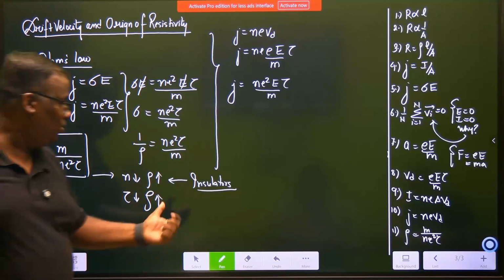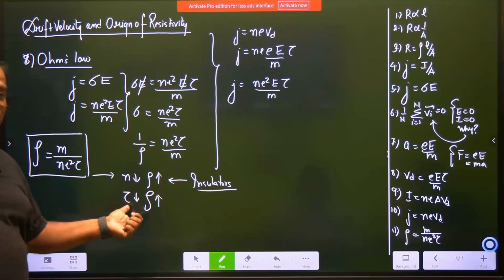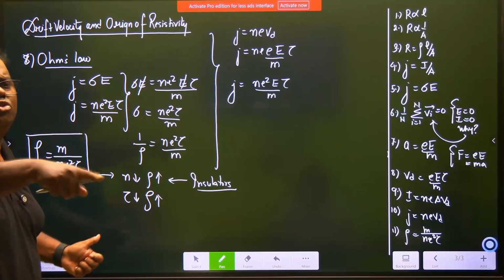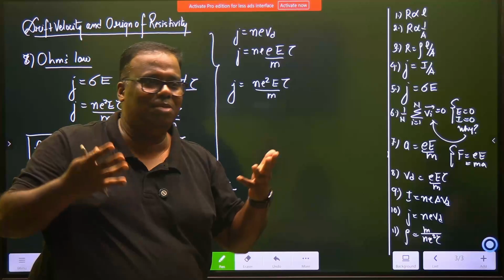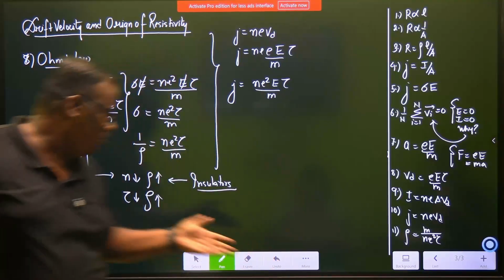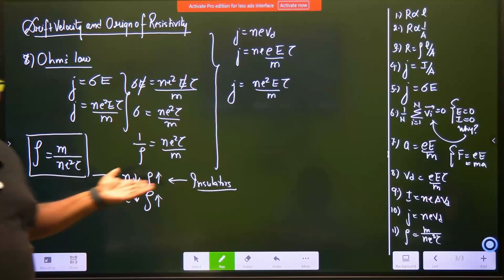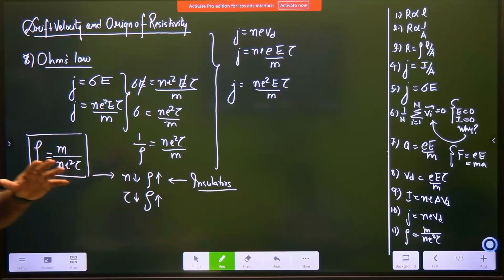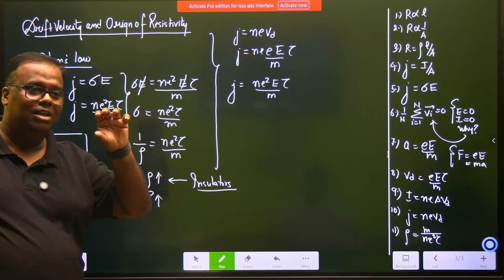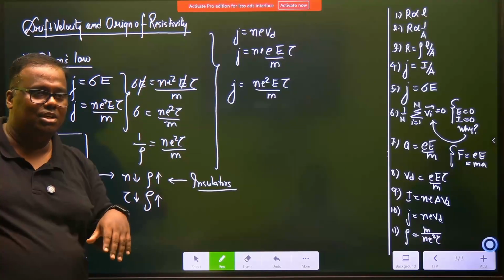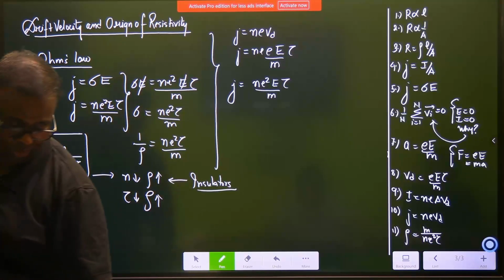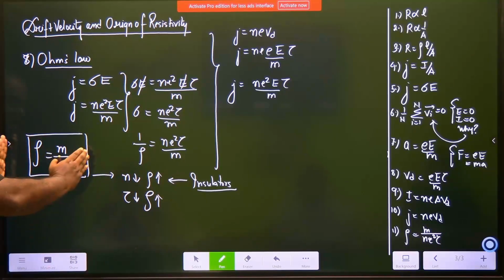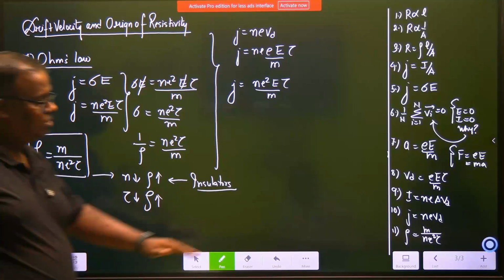So what do you do when you give temperature? When you are giving temperature, you are actually reducing tau. When you are increasing temperature, you're exciting them more to fight. The more they fight, the more the collisions. So the time interval between two collisions falls. The resistivity goes up. So that's it. From here you have got your definition. This is the Ohm's law definition from a microscopic level. Up till here, all okay.